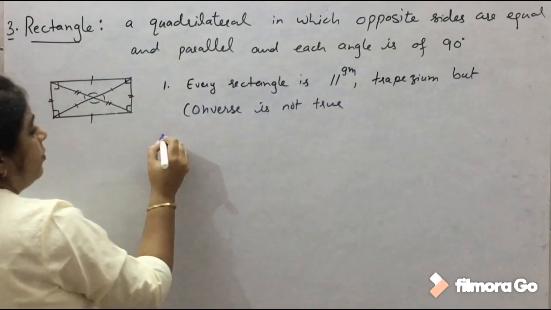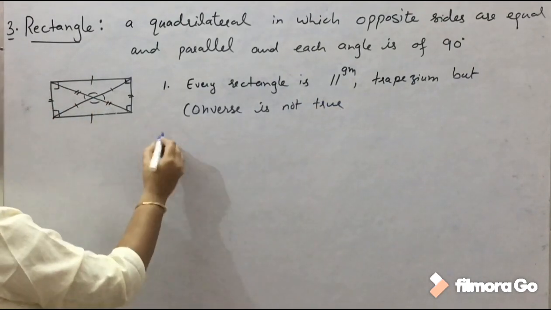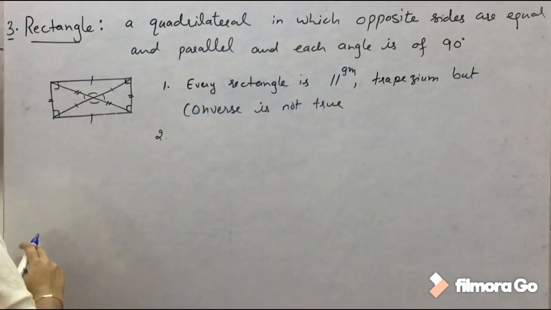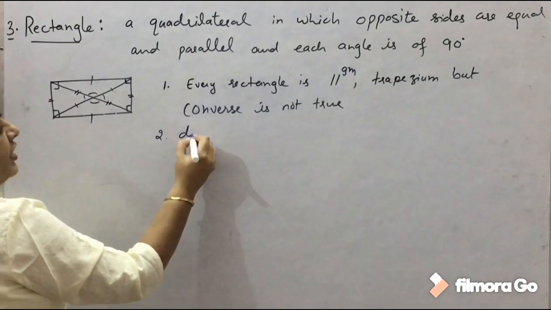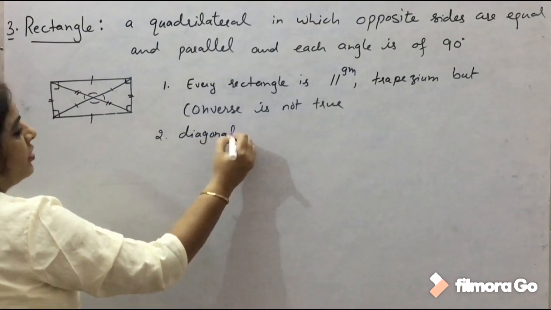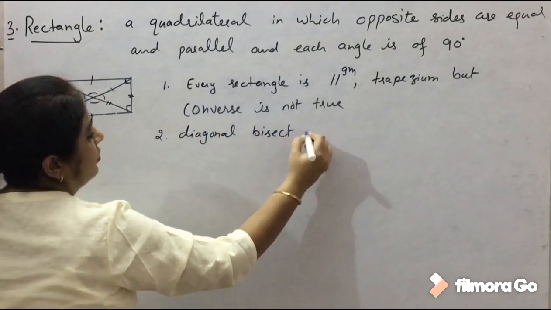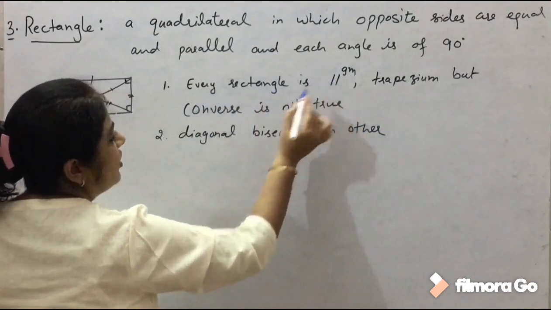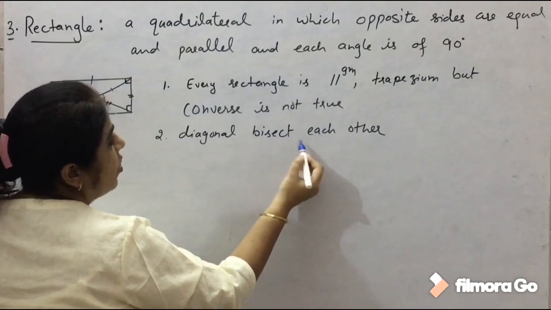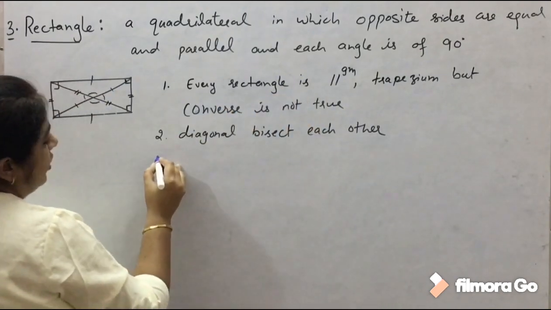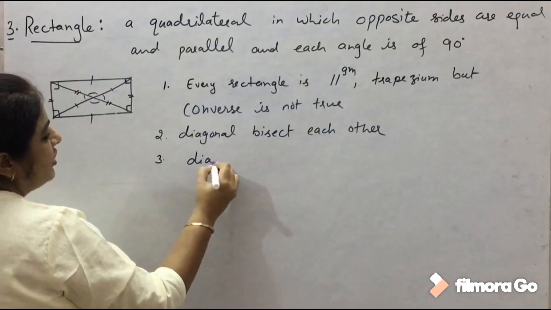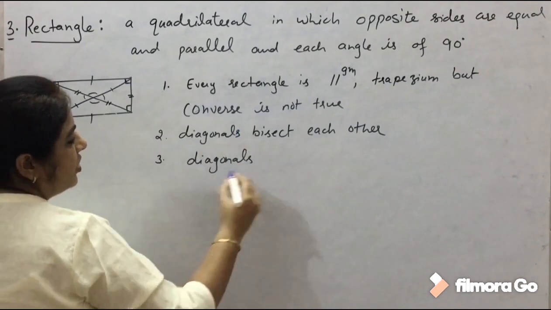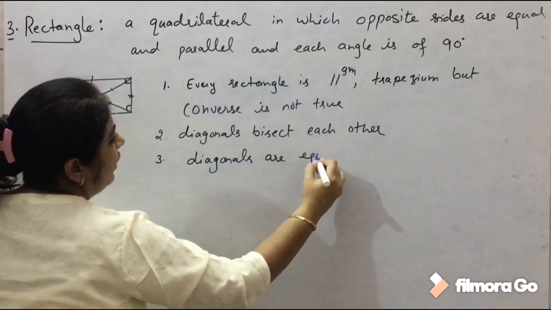So what are the properties of this rectangle? That opposite sides are equal and parallel, each angle is 90 degrees and diagonals bisect each other. If we have written that every rectangle is a parallelogram, this condition already includes it. Third, that diagonals bisect each other, diagonals are equal.